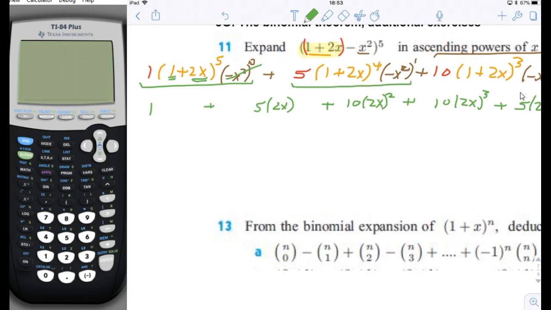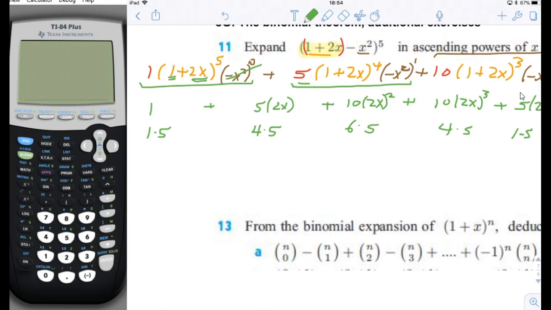It would be an expansion of (1 plus 2x) to the 4th, which would have the coefficients 1, 4, 6, 4, 1. Okay, so we would basically have 1, 4, 6, 4, 1, and each one of the terms would be multiplied times 5 also. So that would be 1 times 5, 4 times 5, 6 times 5, 4 times 5, and 1 times 5.